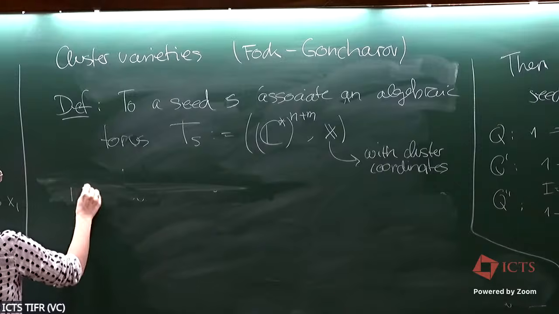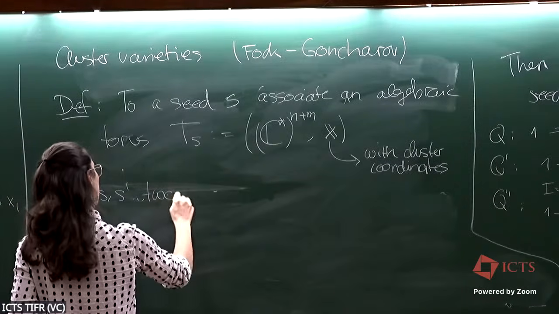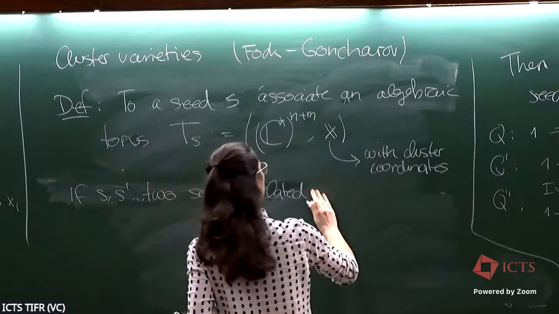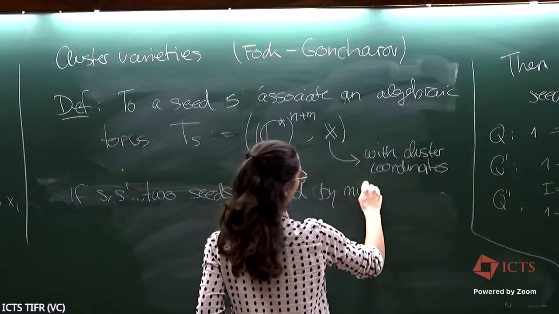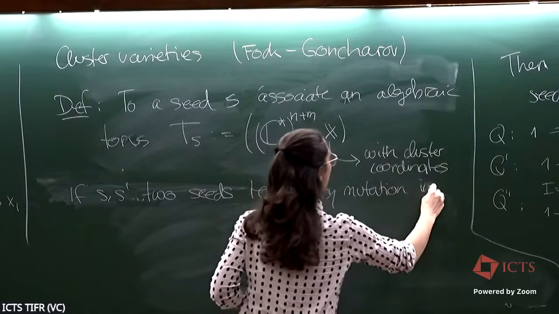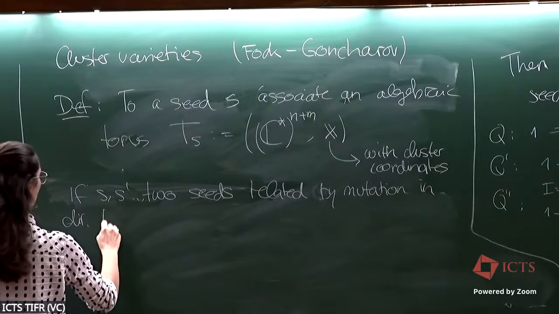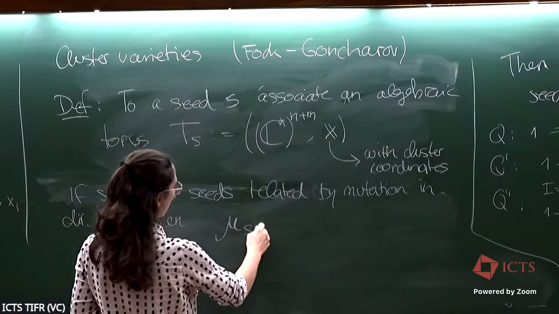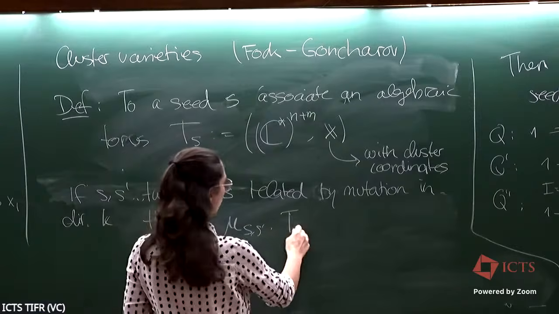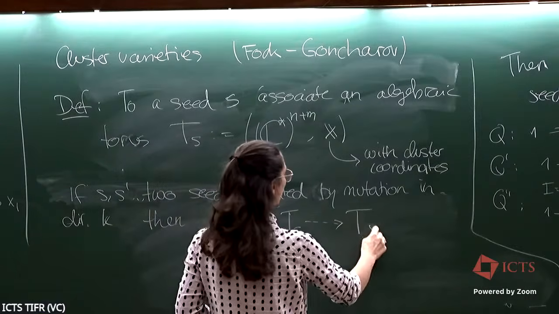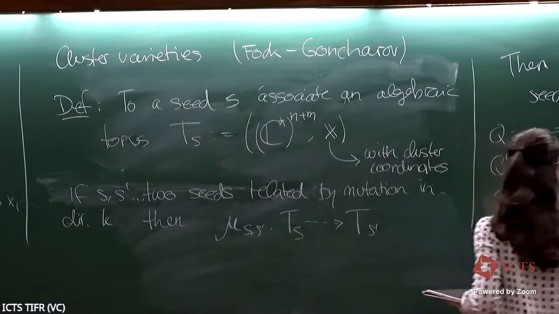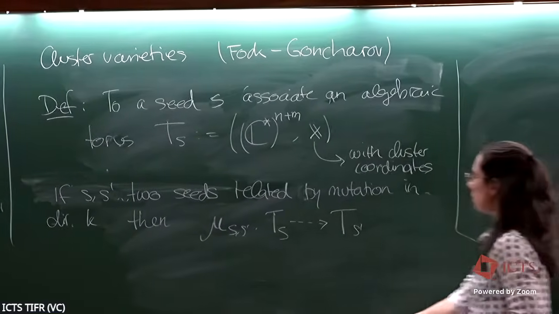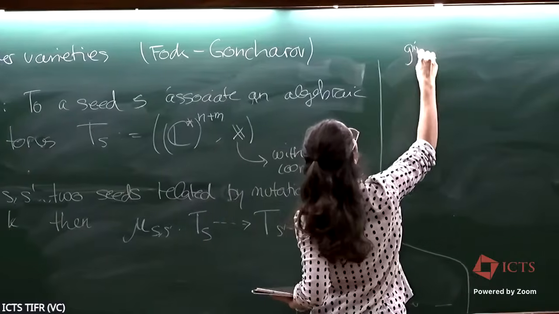So if I have S and S prime, two seeds related by mutation in direction k, then the mutation induces a map, mu S S prime. It's a birational map from the torus, the C torus T_S to the C torus T_S prime. And it's given by the following.